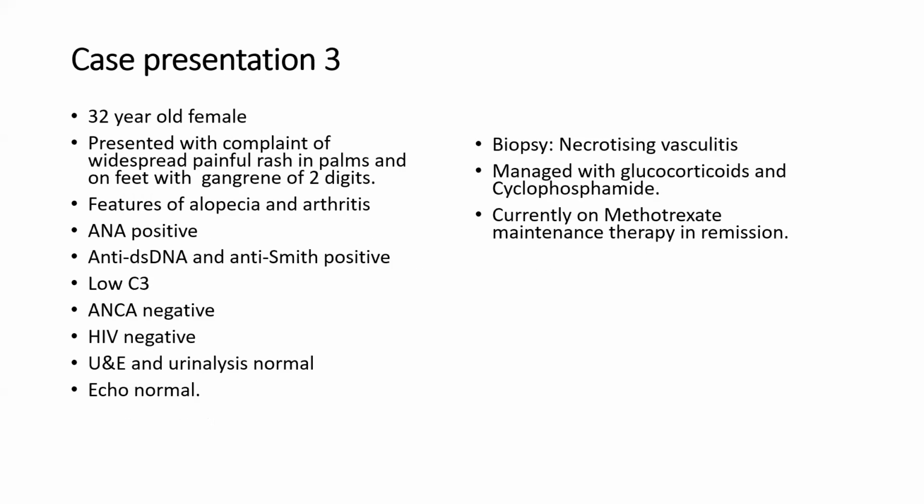Case 3 is that of another female, 32 years, who presented to dermatology with a widespread painful rash on her palms and on her feet, and had already developed gangrene of 2 digits. She had features of alopecia and arthritis, and on workup, her ANA was positive. She had positive antibodies to double-stranded DNA and Smith. She had hypocomplementemia. Her ANCA was done, and that was negative.